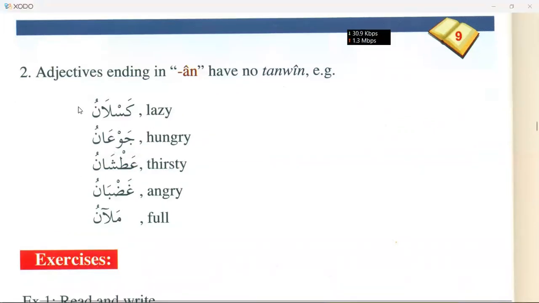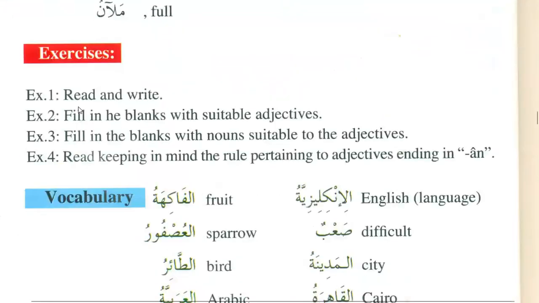Miss Karima. Kaslanu, lazy. Jawanu, hungry. So you have to only say kaslanu. You cannot say kaslanun. No, we cannot use tanween here. Jawanu, hungry. Atshanu, thirsty. Ghadbanu, angry. And malanu, full.